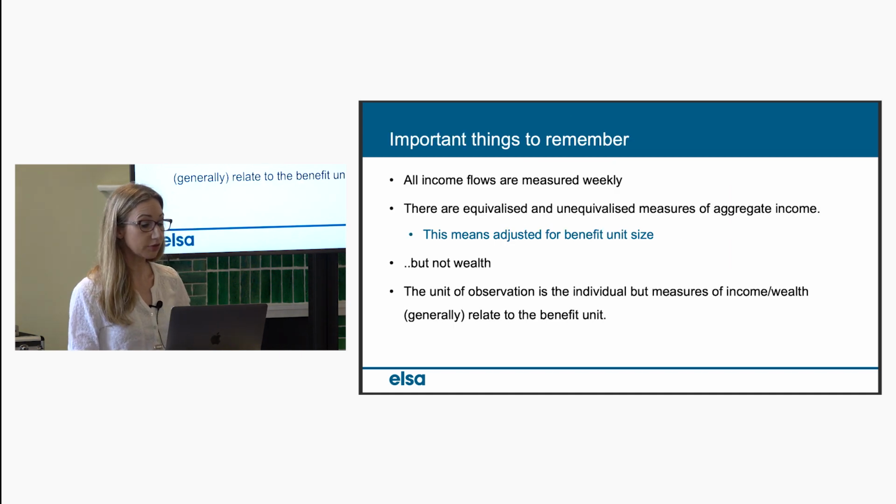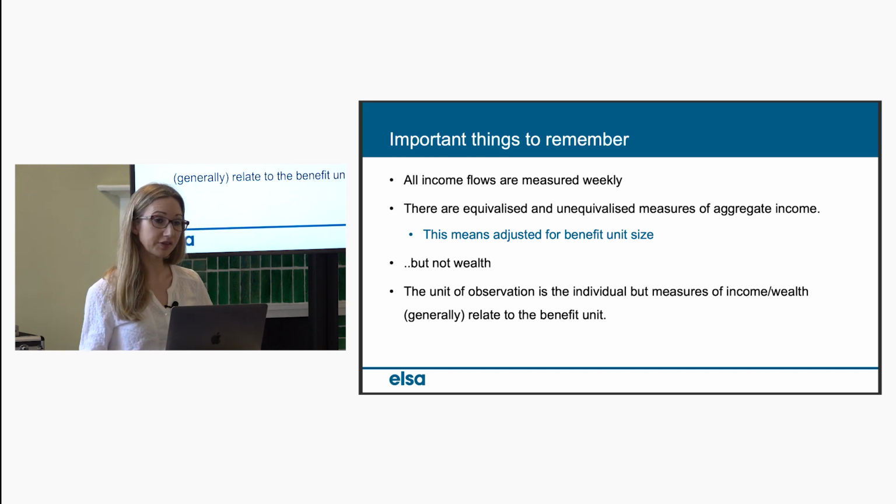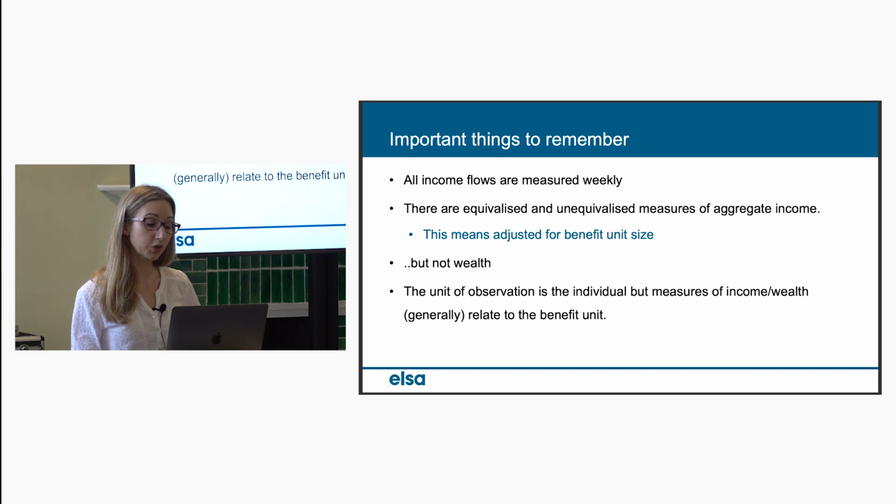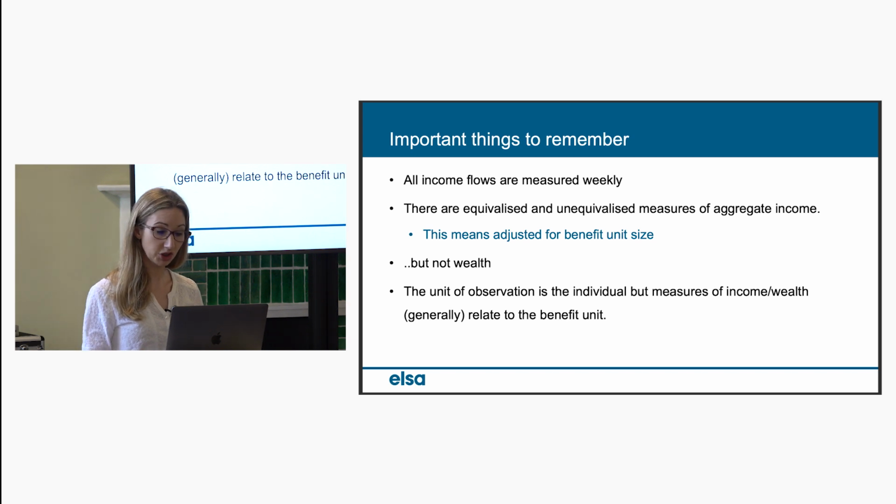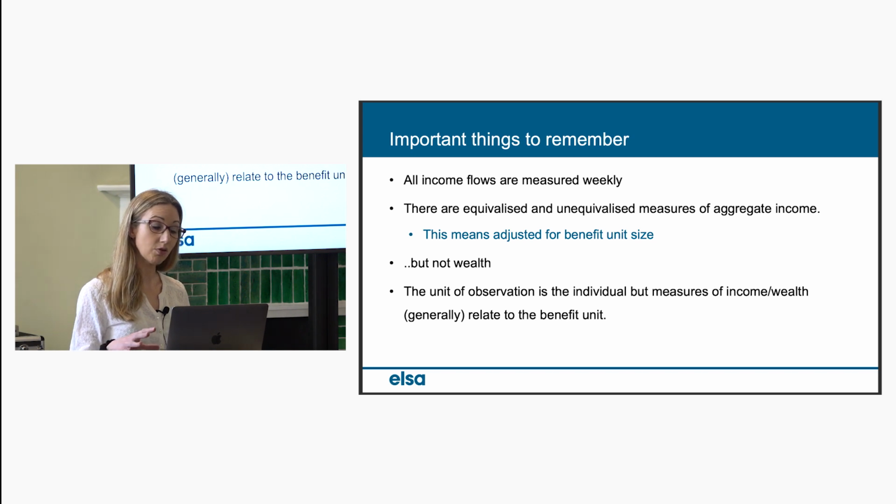So important things that you'll need to remember if you want to use this data. So all income flows are measured weekly. That doesn't mean that the person was paid weekly, it just means that we've taken whatever value they gave us and made it weekly. We provide equivalized and unequivalized measures of aggregate income. So what does this mean? So if you've got a couple, they're obviously going to need more income to get the same standard of living as a single person. So we adjust that income to take into account the size, whether they're a couple or a single person, basically, because that's what a benefit unit is.